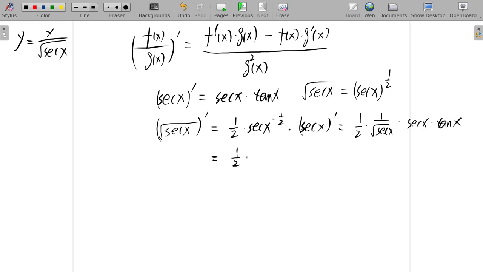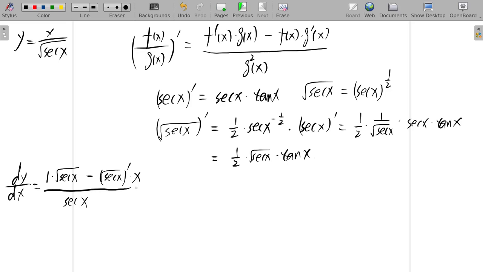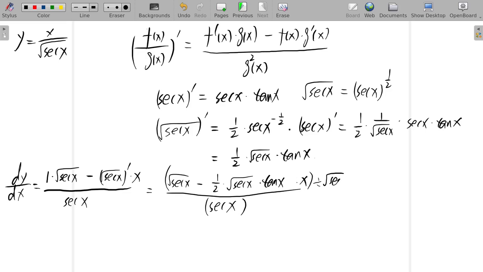So we simplify. The change in y with respect to x equals the derivative of x, which is 1, times the square root of secant x, take away the derivative of the square root of secant x times x, divided by secant x. Then we substitute. We can divide both by the square root of secant x. It equals 1, take away half x tangent x, divided by the square root of secant x.